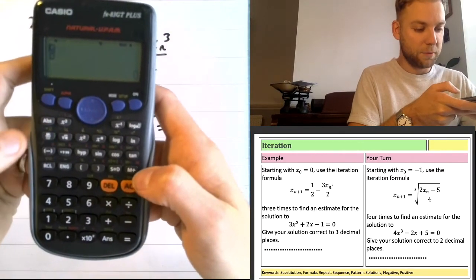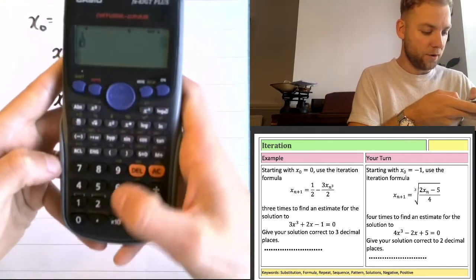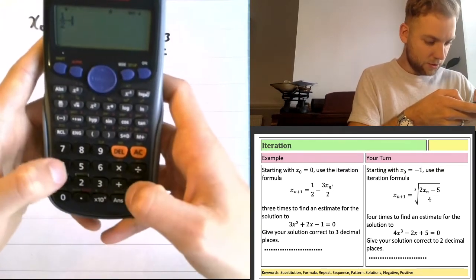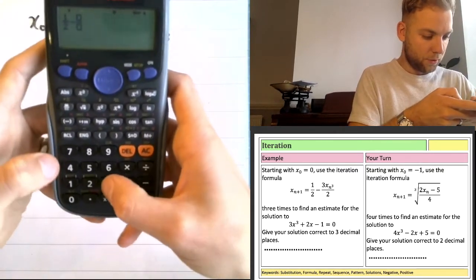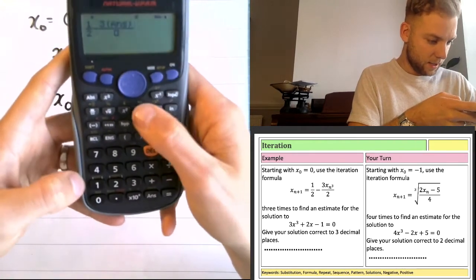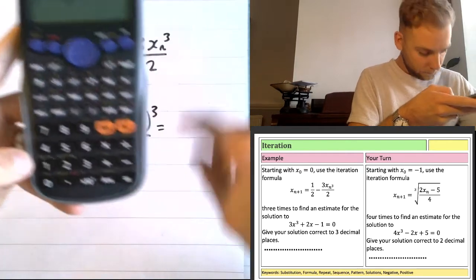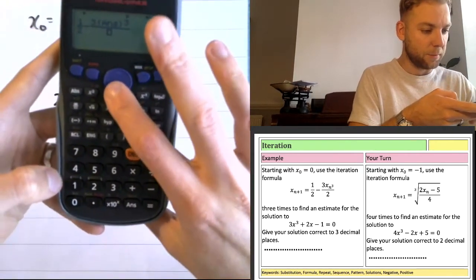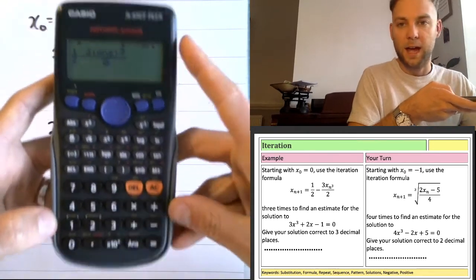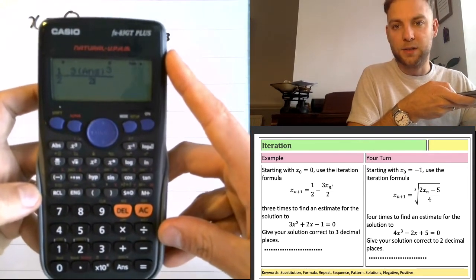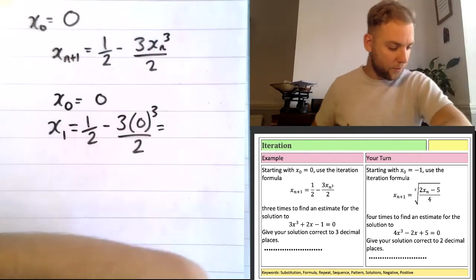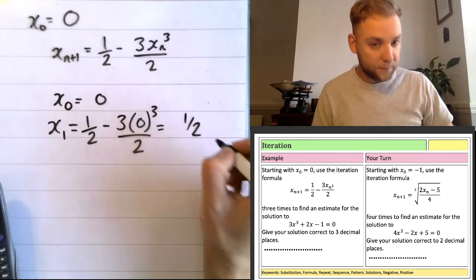So fraction button first, 1 over 2, minus fraction button, 3 times my answer, close bracket, this time cubed, 3 times my answer cubed, so my previous term cubed, all divided by 2. Okay, so a half minus 3 times the answer cubed, all divided by 2. Press equals, it's going to be for my first value, which is a half.